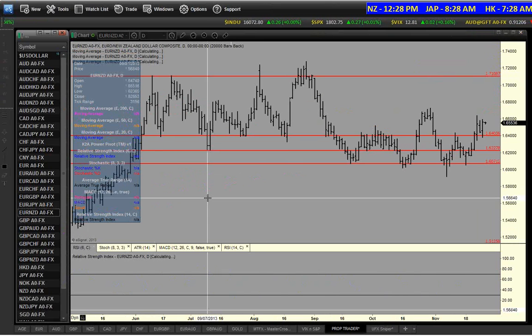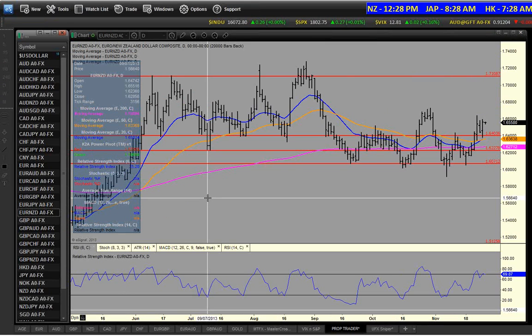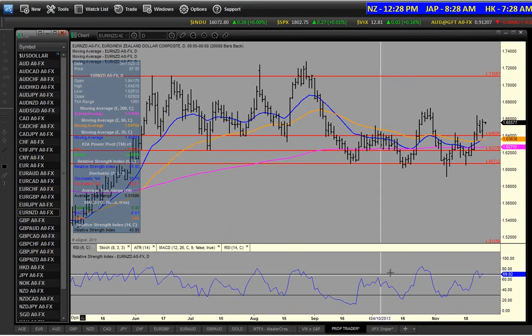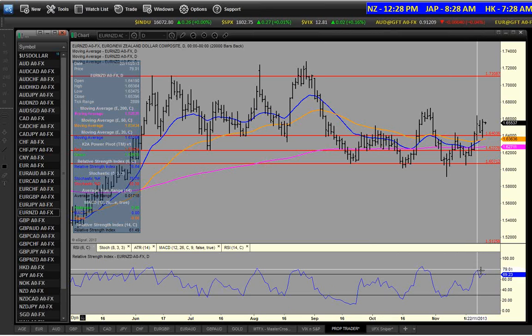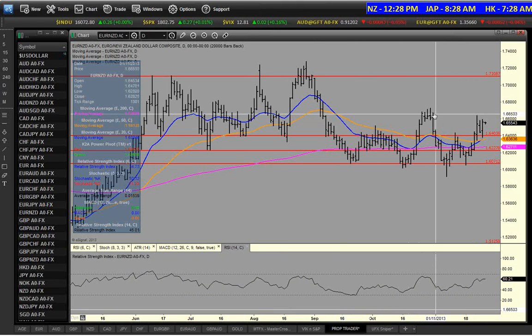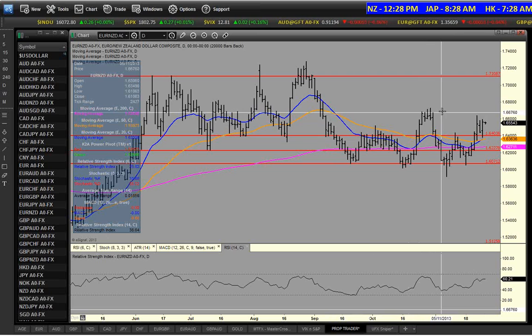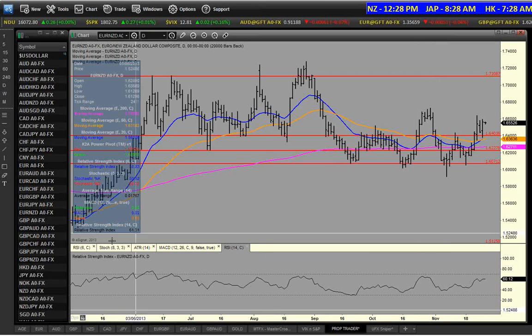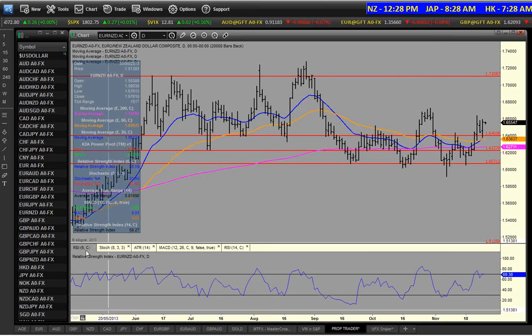Euro Kiwi. Well, I don't like the Kiwi at all. I want to sell the hell out of it. It's not yet done. Still some upside. Might struggle to get through here. Yeah, might struggle to get through there, but again, I don't see much in that.